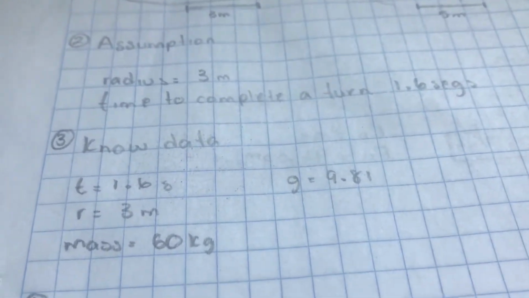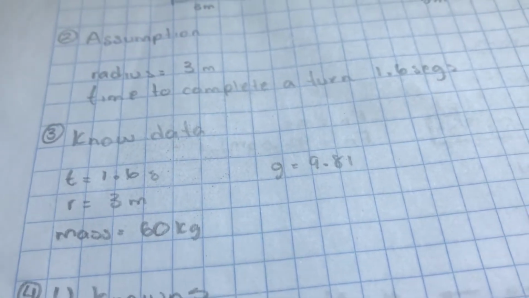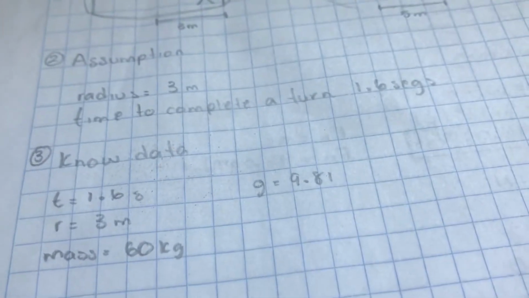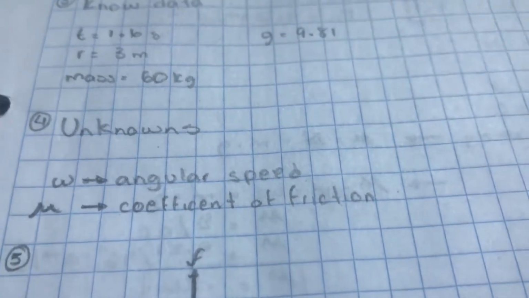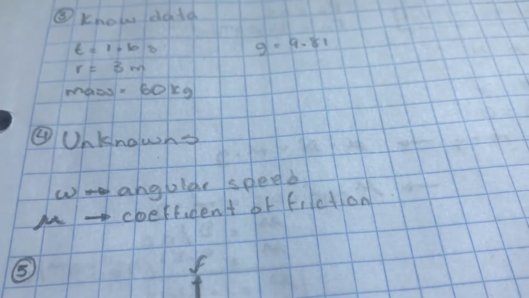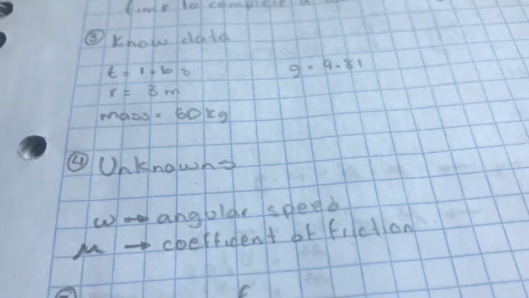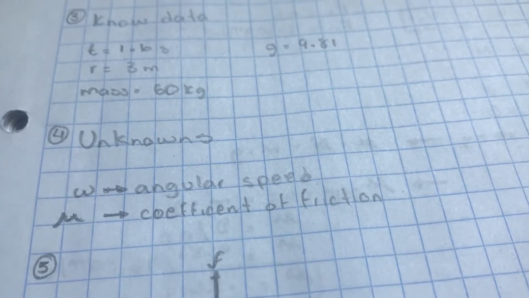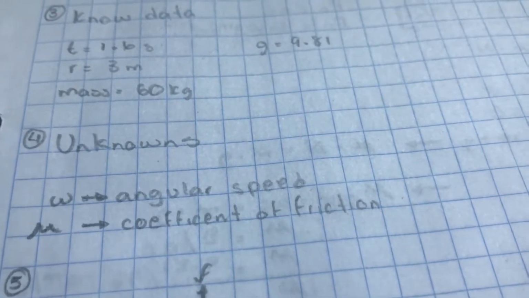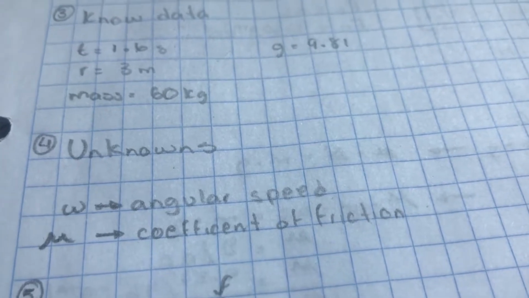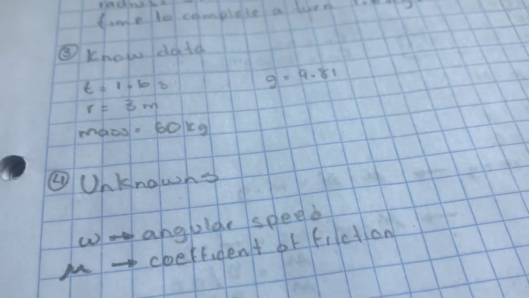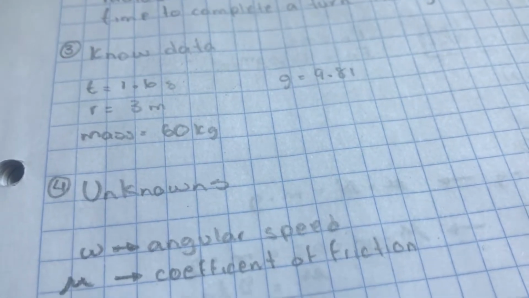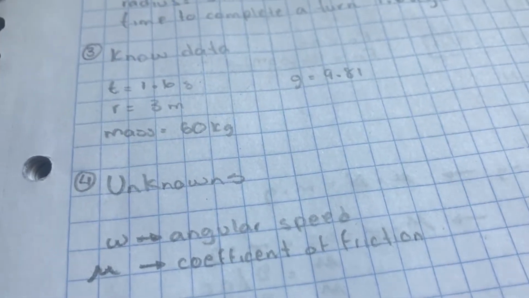The known data is the time, the radius, the mass, and the gravity. Then the unknowns are the angular speed and the coefficient of friction. I chose the coefficient of friction because back in 561 I remember that I only saw one exercise that involved the coefficient of friction as an unknown. So that's the reason I chose it.